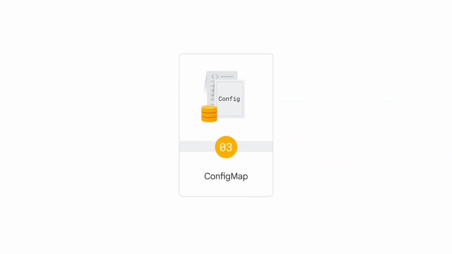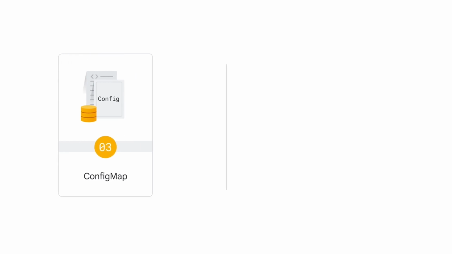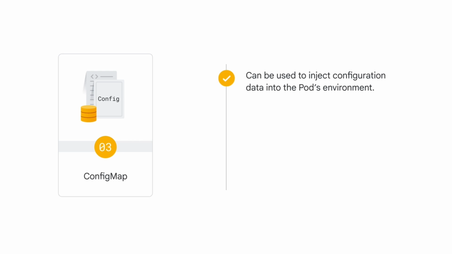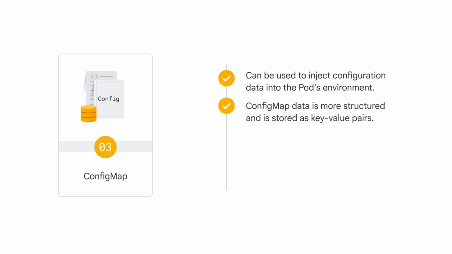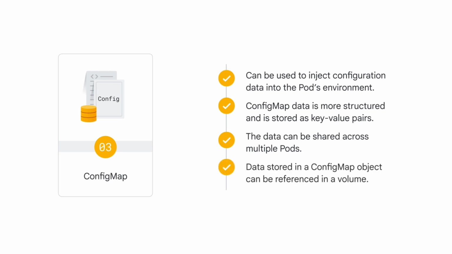Then there are config map volumes. Similar to downward API, config map volumes can be used to inject configuration data into the pod's environment. However, config map data is more structured, is stored as key value pairs, and can be shared across multiple pods. The data stored in a config map object can be referenced in a volume as if it were a tree of files and directories. Applications can then consume the data.